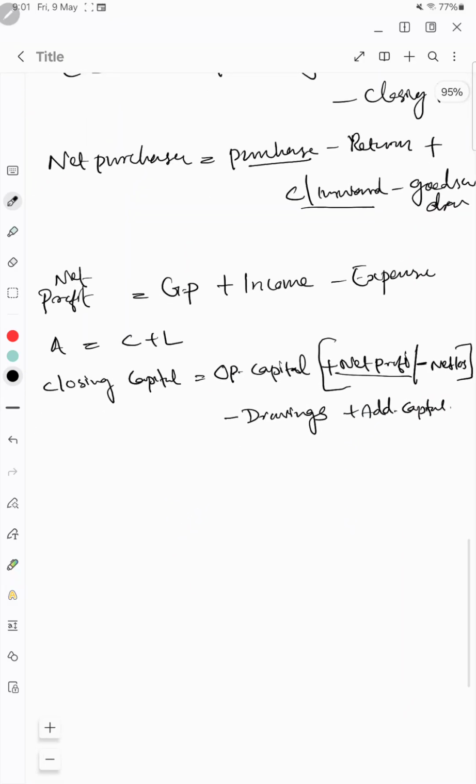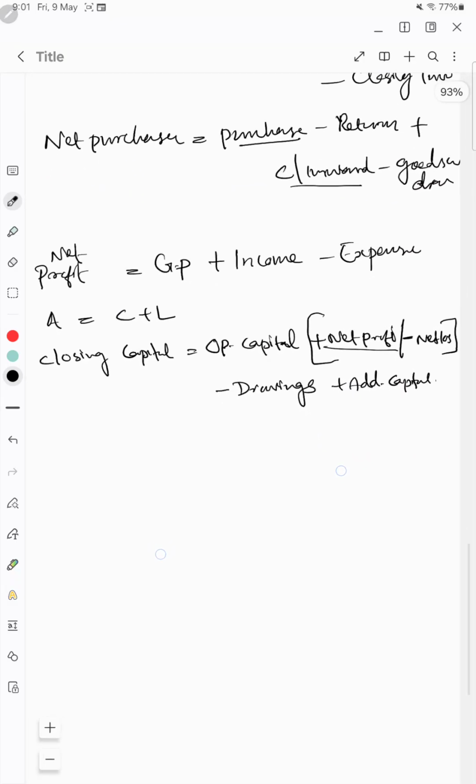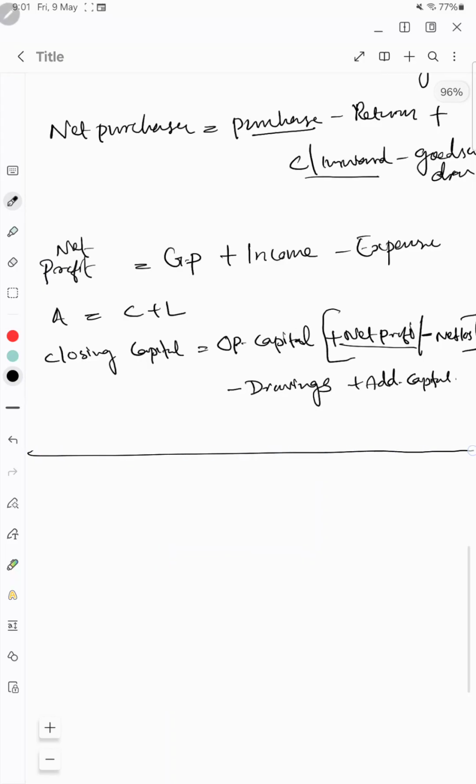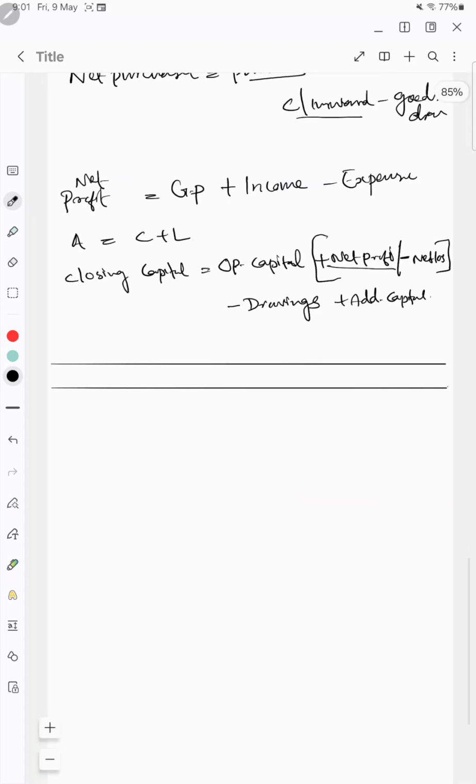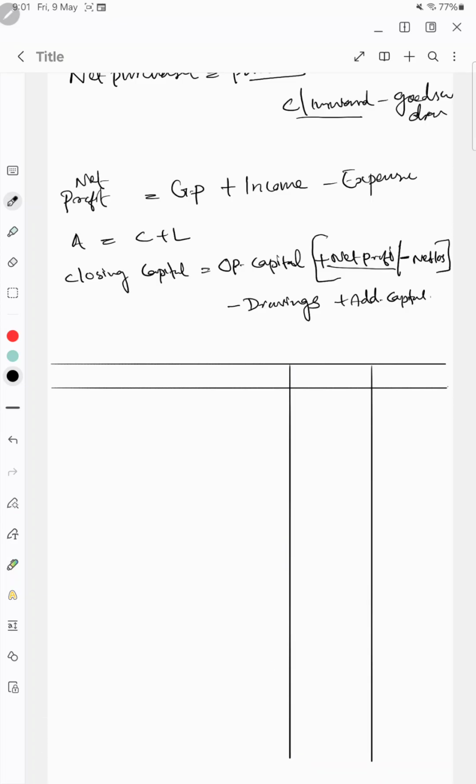Now preparing the SOFP here, the statement of financial position. Either you can use 2 column or 3 column. Here I'm using 2 column because we don't have many adjustments. So it's called the statement of financial position. Here, the main equation: assets is equal to capital plus liability.